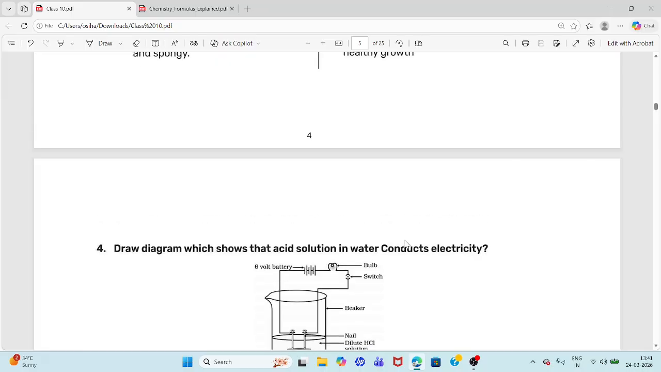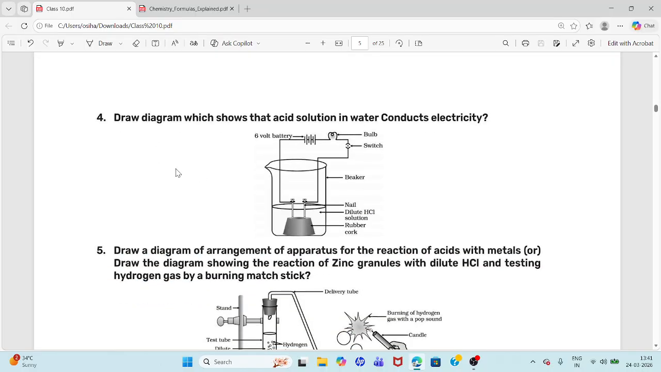Okay, we completed the third question. Now we are moving to the fourth question. This diagram is for a four mark question, so practice this. Fourth question: draw a diagram which shows that acid solution in water conducts electricity. We have to draw the diagram. Acid solution in water conducts electricity.